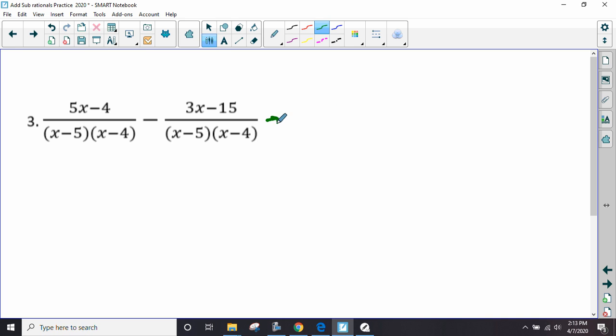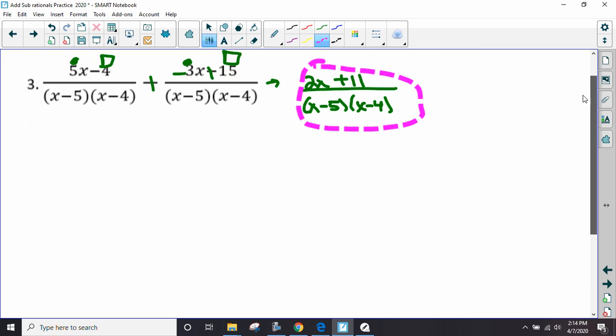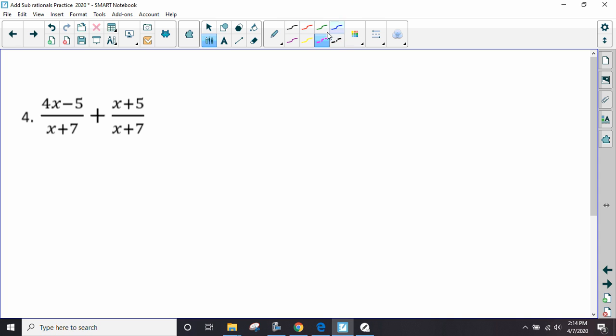All right, moving on. Again, this one is a like denominator. So go ahead and write it down. So this time I'm actually going to distribute the negative. I'm going to change this to the positive and change these signs right here. So we have 5 minus 3. Well, 5 minus 3 is 2x. We have negative 4 plus 15. Well, negative 4 plus 15 is 11. Now, we're actually done because that will not factor out anymore. All right, nothing more down here. Let's move on.